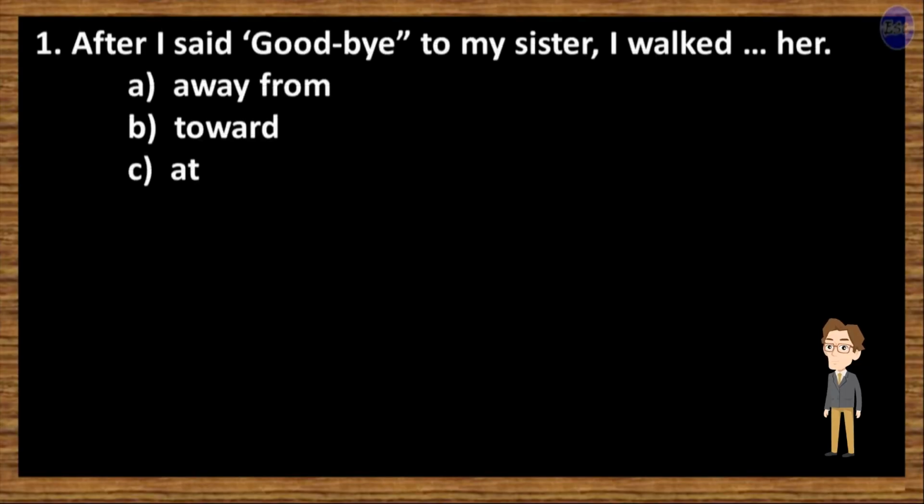Have you understood the lesson? Let's try to answer these exercises. I'll do number 1 as an example. 1. After I said goodbye to my sister, I walked blank her. A. Away from. B. Toward. C. At. The best answer to this question is option A, away from. Now continue doing numbers 2 to 10. You have 15 seconds, then the answer will appear.